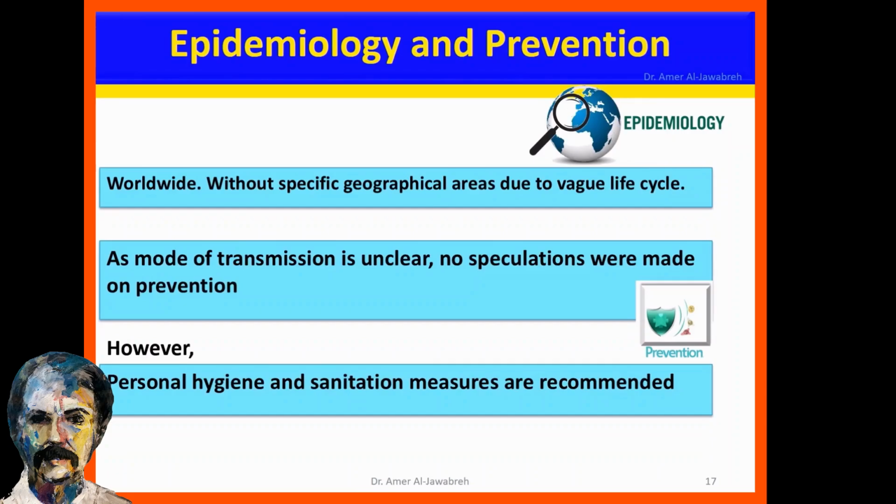Epidemiology. This is worldwide and without specific geographical areas due to vague life cycle, due to unclear life cycle. We have to understand the life cycle of the parasite so that we can prevent ourselves from getting this parasite. And here, since the life cycle is unclear, prevention methods also are unclear. So we cannot give recommendations to people, except mainly maybe the hygiene. Have good hygiene, personal and the area around you.